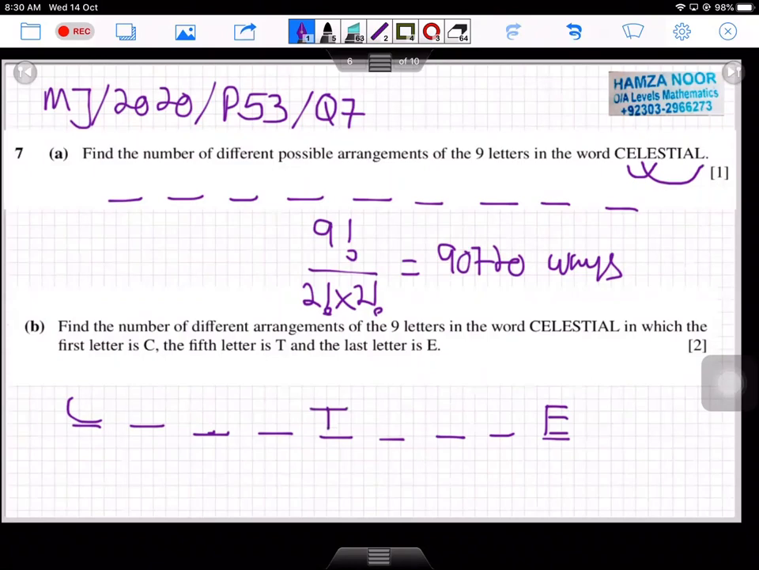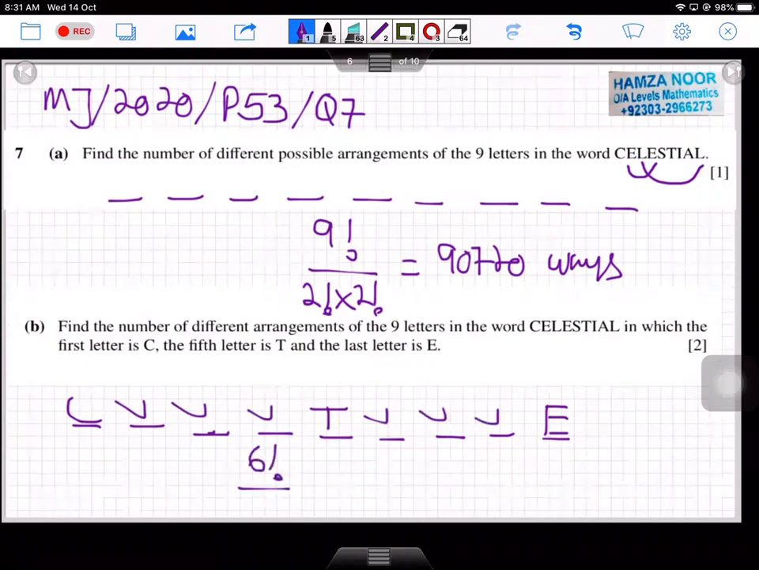So you cannot move them away. You cannot adjust them further. These are already over there. So how many spaces are you left to fill now? 1, 2, 3, 4, 5, and 6. 6 factorial ways.